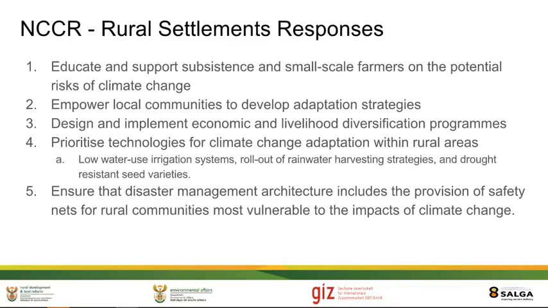Rural human settlements are in many cases particularly vulnerable to climate change-related disasters. This is mostly due to rural households having high dependence on natural resources, having high poverty levels, and having access issues linked to the lack of infrastructure.